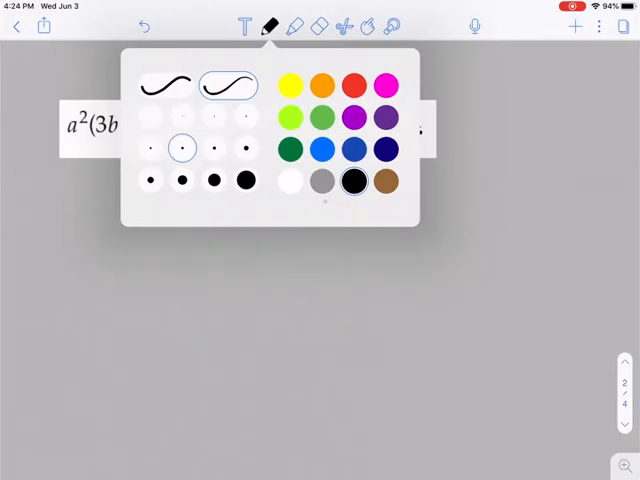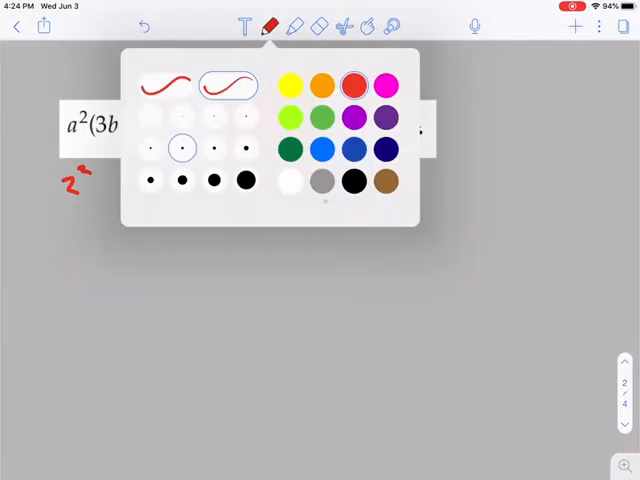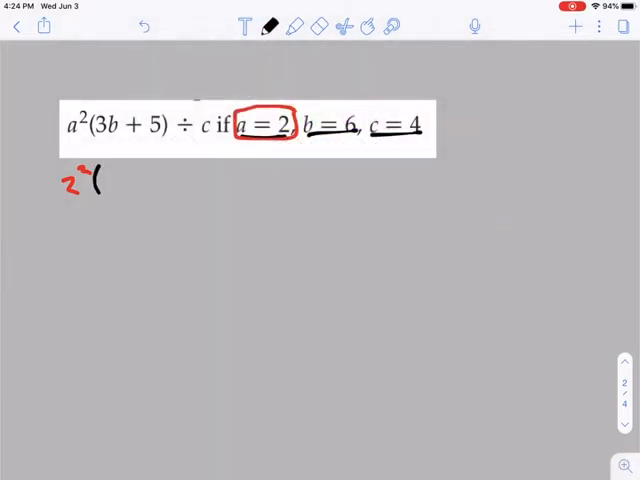Actually, I think for this first one, I will use some different colors. So let's use red for our a's. All right, so I've got an a here, so I've got 2 squared, and there's no other a's, so we're going to leave it like that. We're going to go back to black. We're going to stick with black for b. So we're going to do 3 times 6 plus 5, and you can have a parentheses inside a parentheses. It's a little harder to look at, but it's okay. You can do it. And then divided by c, and c is 4, so let's change up colors. Let's use this Dayglow green. Divided by 4. All right, so you can see kind of what's going where, right?